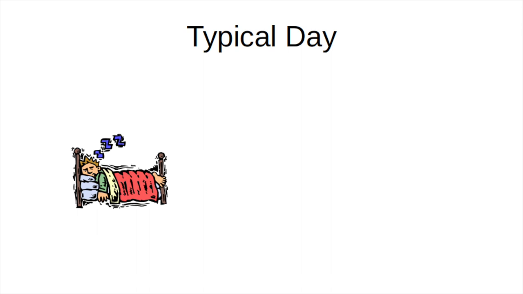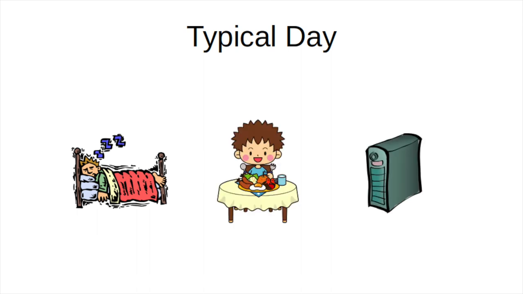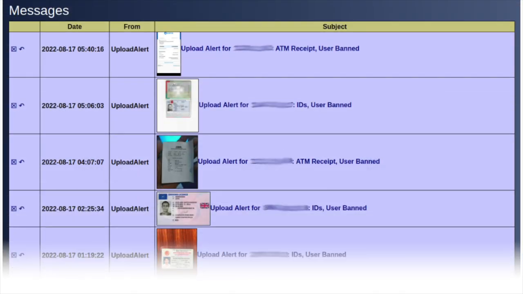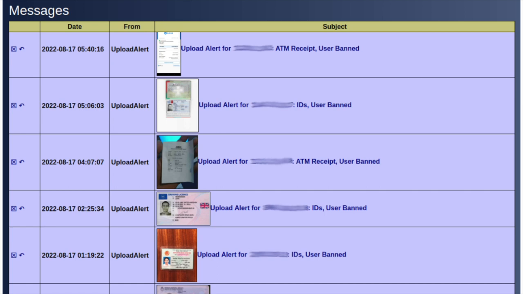So when Neil wakes up, he has breakfast and then checks the server logs. And we can see that, while Neil was away, the server caught an ATM receipt, a Swiss passport, another ATM receipt, a British driver's license, a Vietnamese ID card, and so on. The system automatically moderated content without any humans being near the office.